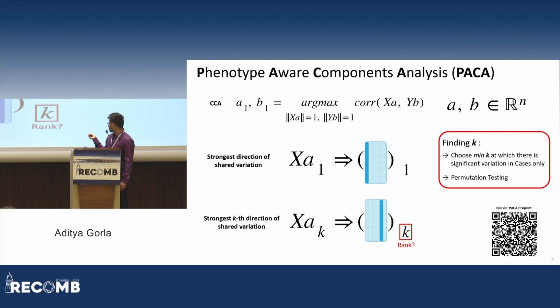But there is an issue, right? Generally, the rank of this blue thing is unknown, but PACA also solves for that automatically, and the way we do that is we try to choose the K, the minimum K at which there's only significant variation in the case data set, in the corrected case data set, and not in the corrected control data set. And we can take that intuition and incorporate it into a permutation testing framework to estimate this K.